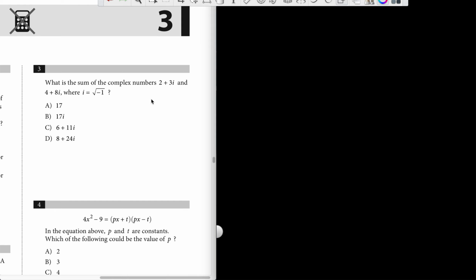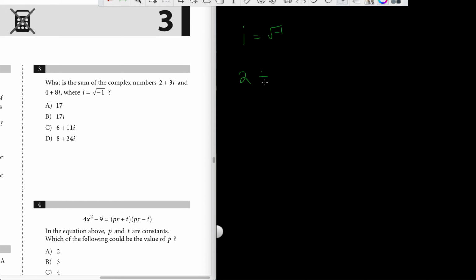So it says, what is the sum of the complex numbers 2 plus 3i and 4 plus 8i? So in this case, we can treat i as just a variable. So like we can pretend like we have 2 plus 3x and 4 plus 8x, right? It's essentially the same exact thing. Now they tell us i is the square root of negative 1, but we don't really care about that in this case. But we'll just write that anyway, and then we'll take the sum.